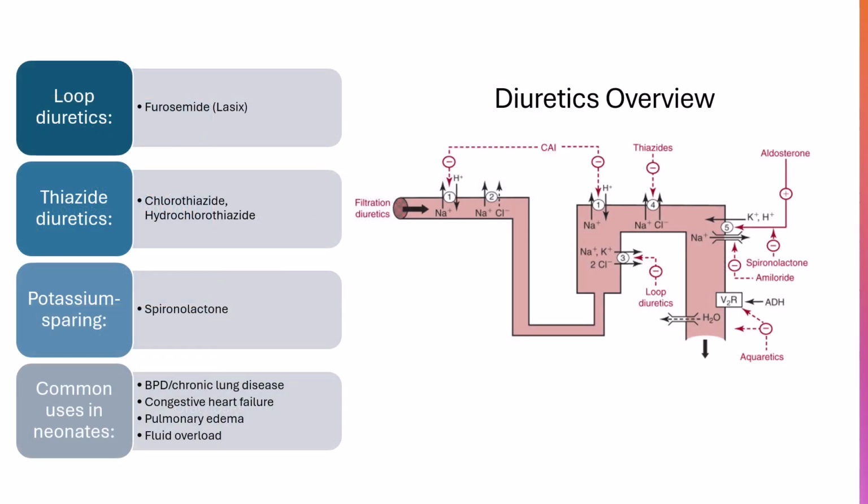Diuretics represent another tested category. You'll need to know loop diuretics like furosemide, thiazide diuretics like chlorothiazide and hydrochlorothiazide, and potassium-sparing diuretics like spironolactone. In neonatal care, we commonly use these for BPD, chronic lung disease, congestive heart failure, pulmonary edema, and general fluid overload states. The exam often tests your ability to differentiate between these classes, identify their unique side effects, and understand when combination therapy is appropriate.